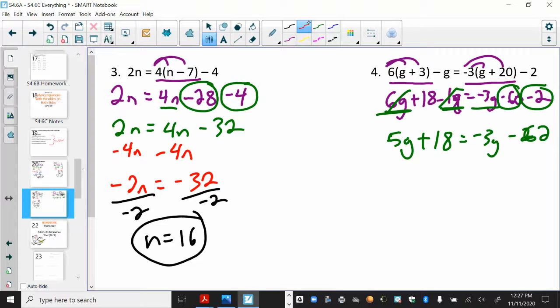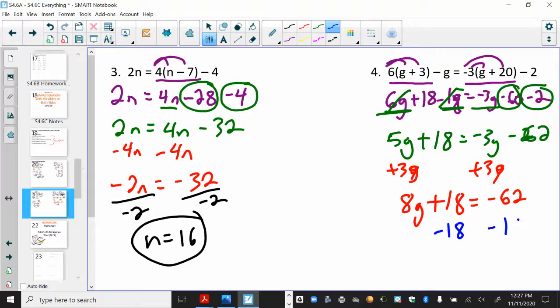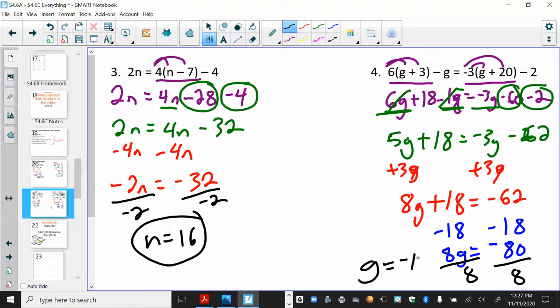Next step, moving my variable. So I'm going to add 3g, add 3g. It's important to write it neatly, right? 5g plus 3g makes 8g, plus 18 on this side equals negative 62. Then I'm going to subtract 18 from both sides for step 4 to get 8g equals negative 80. And lastly, I'm going to divide by 8 to get g equals negative 10.